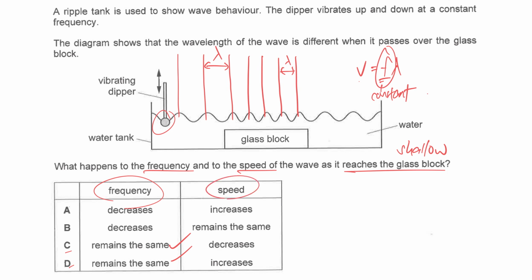Next, how do you find the speed? Because v = fλ and the frequency is constant, the speed is directly proportional to the wavelength. Looking at the wavelength over the glass block, the shallow region, the wavelength is smaller, therefore the speed will be smaller, so it will decrease. So the answer is C.